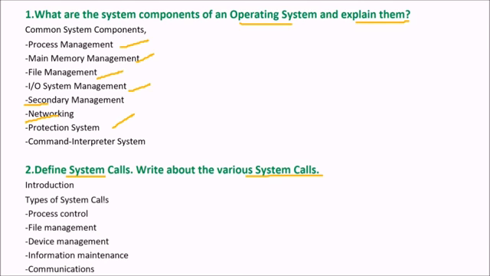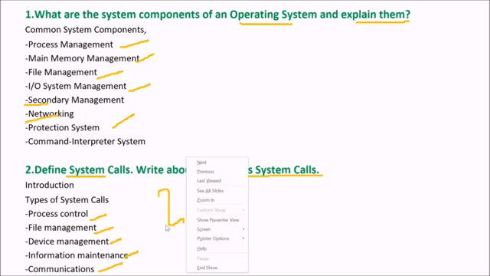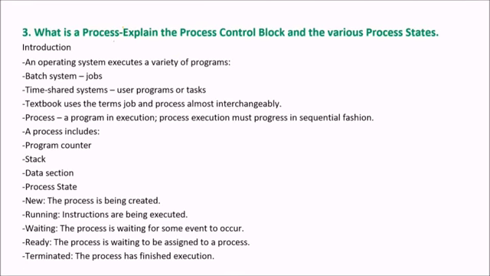First of all, there are various types of system calls: process control, file management, device management, information maintenance, and communication. We'll talk about this later. Later questions: what is a process? Explain the process control block and various process states.